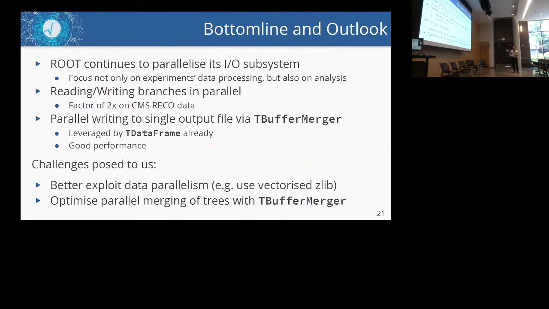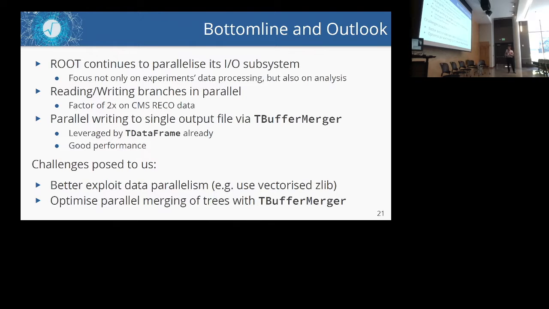So bottom line, ROOT continues to make efforts to parallelize the I/O system, focusing not only on the experiments' data processing, but also on the last mile, the analysis for the users with TDataFrame, and writing data in parallel. You can create branches and write them, extend your dataset, or create new datasets using generators, starting from scratch with TDataFrame. So you can get some good speedup by reading and writing branches in parallel. And we added this new class to support writing out for TDataFrame.